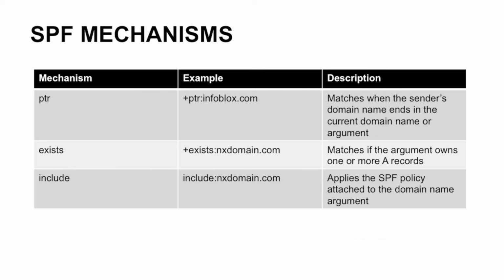Exists matches if the domain name argument owns at least one A record, and include, which processes the SPF text record or records attached to the domain name argument. This is pretty handy when you have multiple domain names that use the same set of authorized senders.